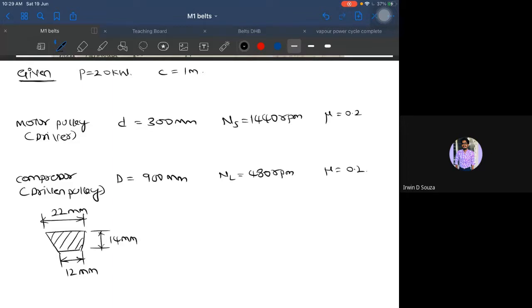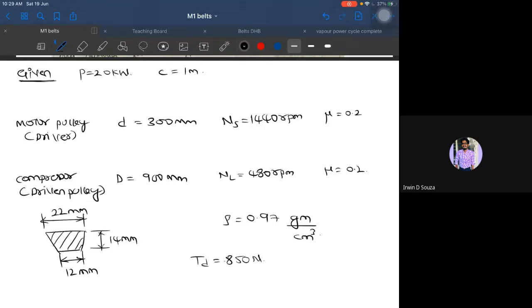The density of the composite belt is 0.97. Look at the units. Rho is specified as 0.97 grams per cc, that is centimeter cube. Next, the allowable tension per belt is given. He has not given the design stress, be aware of it. He has given the design tension, which is 850 newtons.